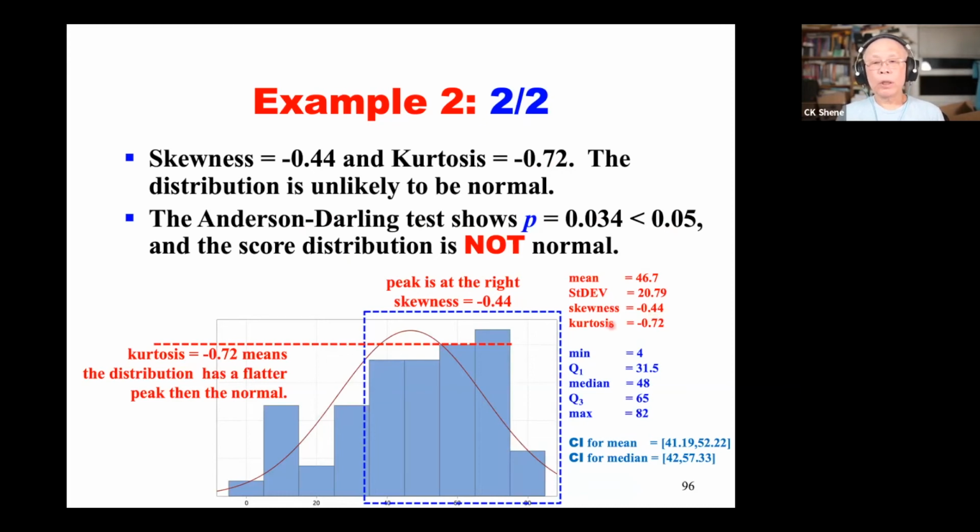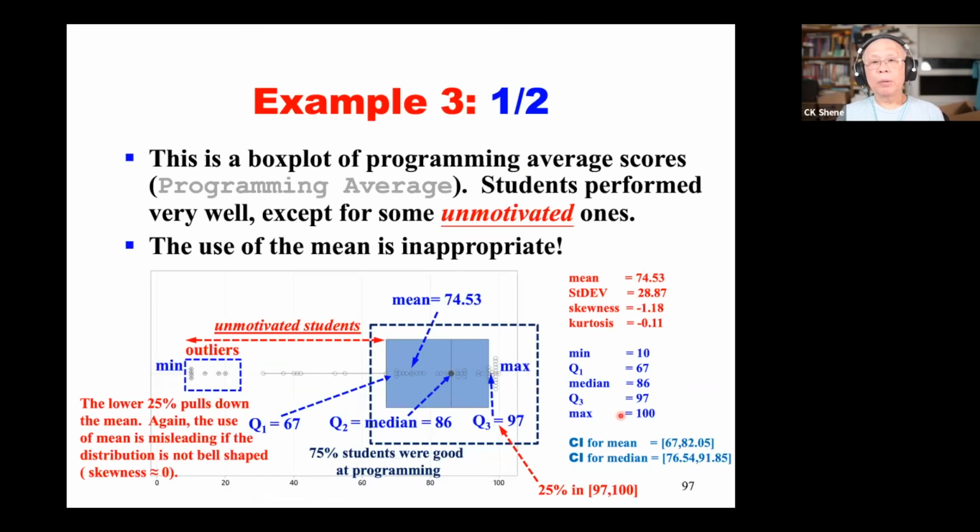So with a histogram and the computed data in the box plot, you should be able to have a rather comprehensive picture of the given data. Example 3, let's take a look at the programming average data. As we mentioned a couple of times, students perform very well except for some unmotivated ones.